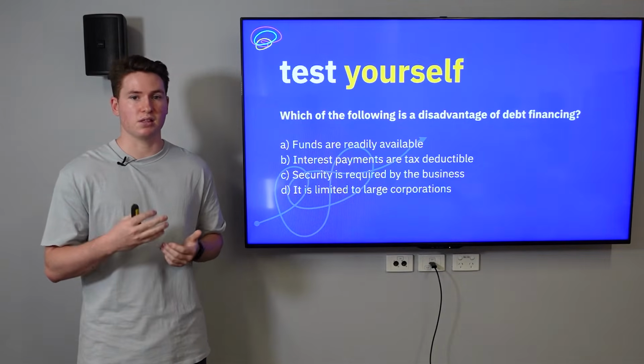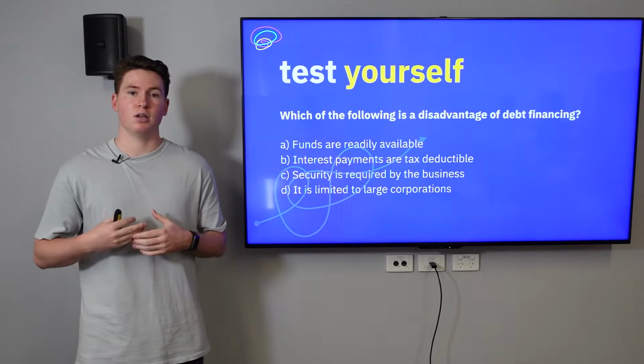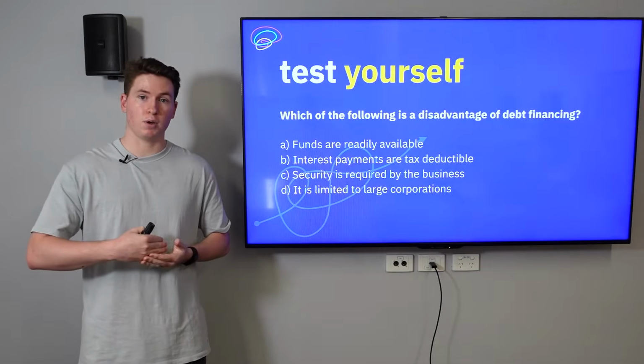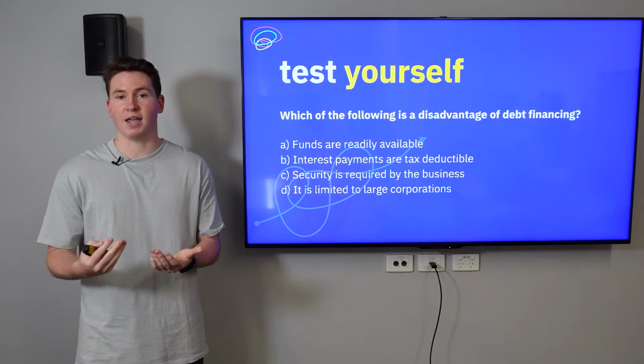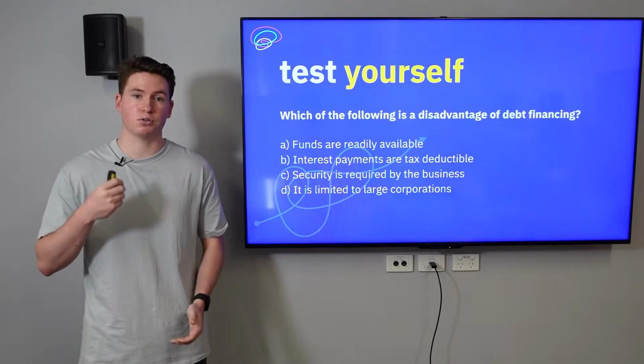Security is required by the business, which is a disadvantage because if you're unable to repay that loan based on unexpected financial circumstances, the asset which you've used to secure that loan is going to be repossessed by a bank or whoever's provided that debt finance, which is a huge negative, especially if it's a crucial asset for you.